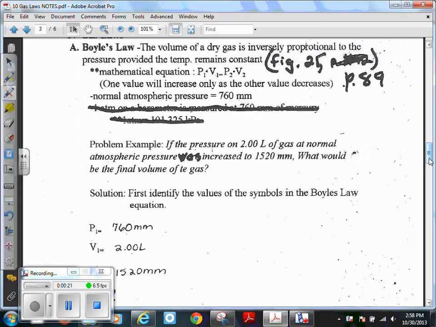Okay, so we're going to have 4 equations for sure on the test that you need to know. Pressure equals force per area was the first one. But this is the next one here. We just talked about the pressure equals force per area yesterday too.